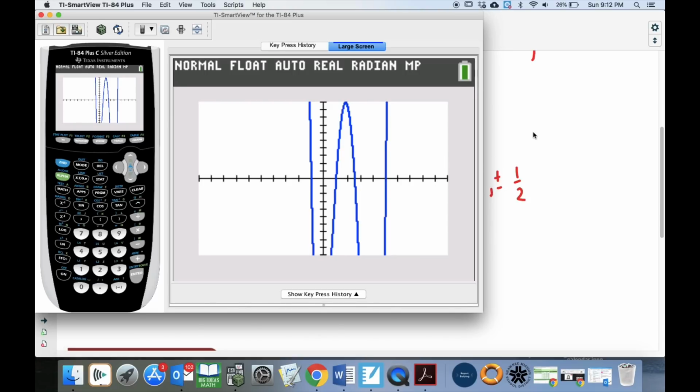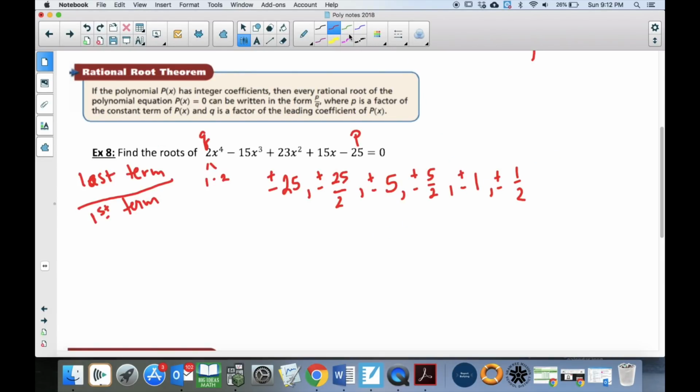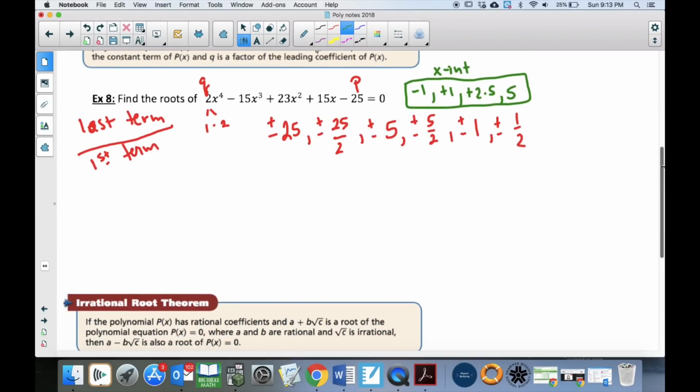So the numbers that we have, let's go back to our paper, and it looks like from our graph that we had a -1, a +1, a +2.5, and a +5. So those should be my x-intercepts. Well, how would I know for sure? Well, what we have to do now is we have to do synthetic division with those and see if they work. I'm actually going to come over here on the right-hand side because I need to have some space vertically to do this work. So I'm going to start off with my first one, which is a -1.